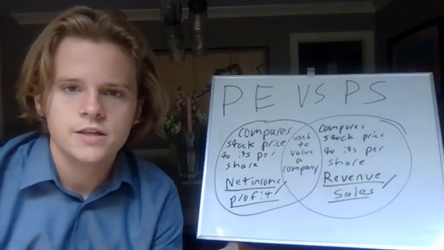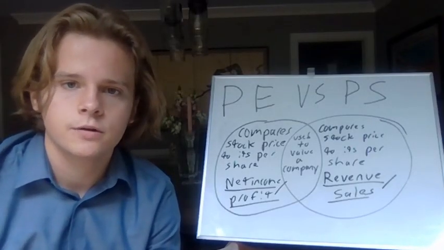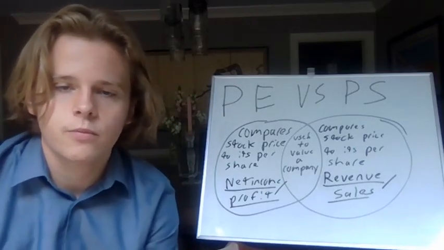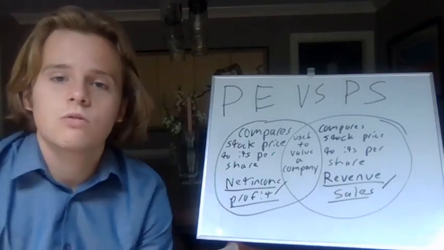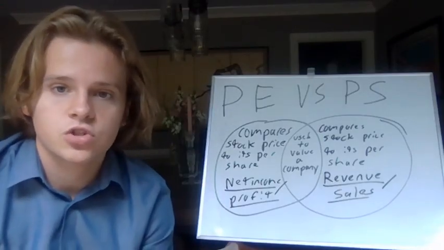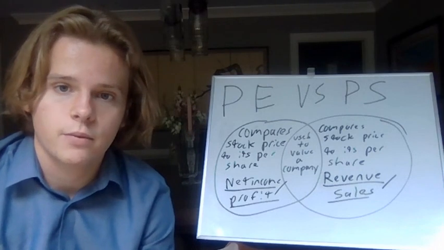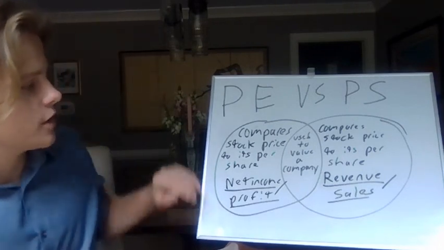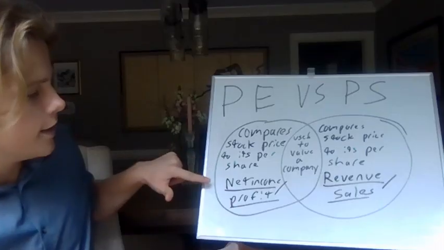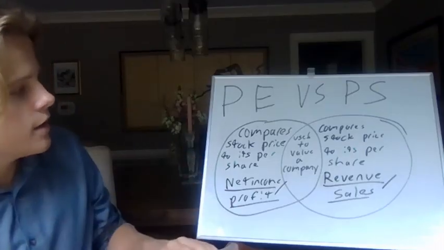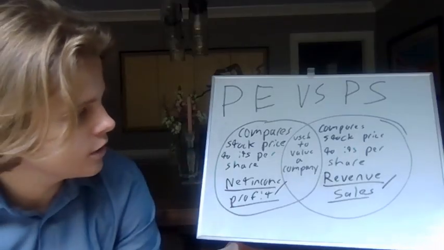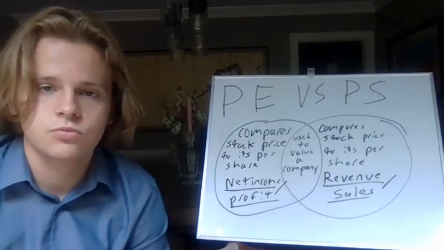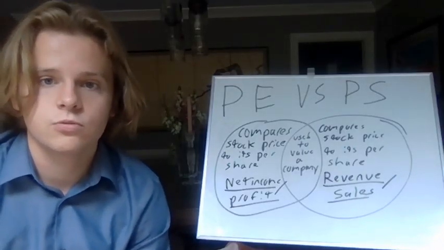So how are PE and PS ratios similar and how are they different? Firstly, they're both used to value a company. They can be used to determine whether they're over or undervalued, whether it's a value or growth stock, whether there's growth potential, or there's a value opportunity because it's undervalued by the market. But where they differ is that the PE ratio compares stock price to its per share net income or profit, while the PS ratio compares stock price to its per share revenue or sales. So the difference is they're comparing a company's profit per share versus revenue per share.